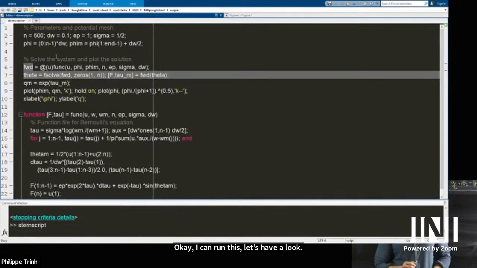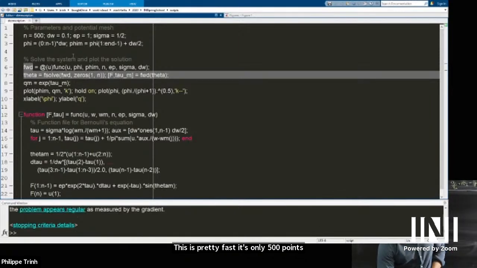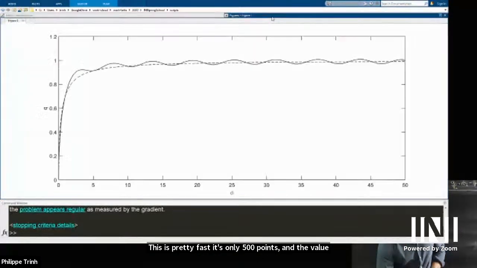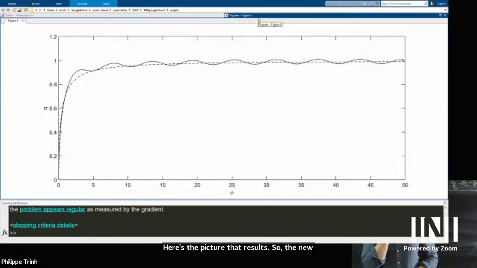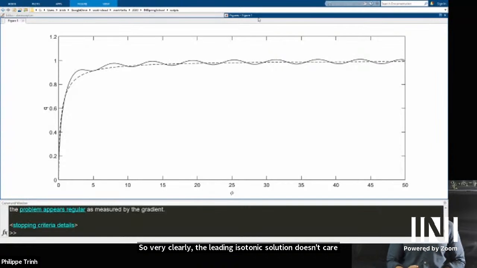It's only 500 mesh points, and the value of epsilon here is 1. Here's the picture that results. The full numerical solution is given in solid, and the dashed line is our leading order asymptotic solution. So very clearly, the leading order asymptotic solution doesn't capture any of those free surface waves. The waves are quite large in this case, and so that's the question: how do you find those waves?